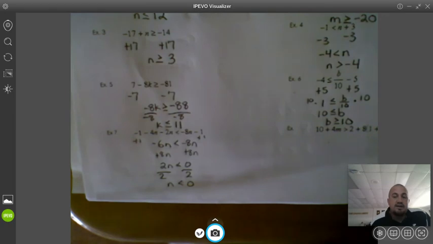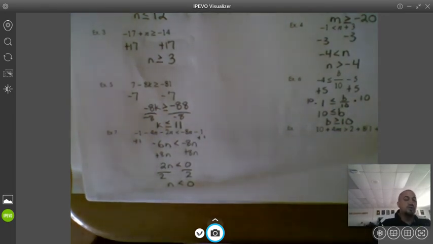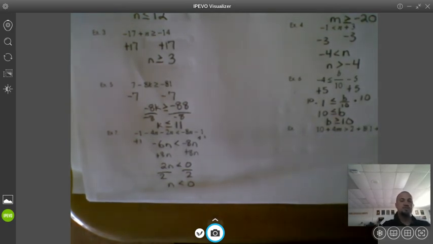So be careful there that you don't put no solution. A lot of people, when they see they just have the variables, they will go quickly and write no solution. But there is a solution. The solution is n is less than 0.